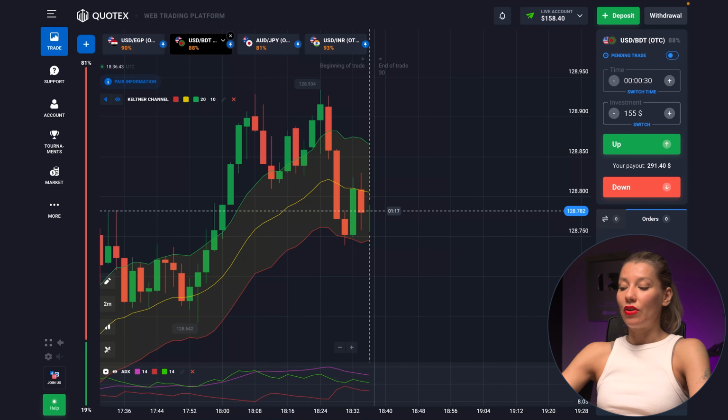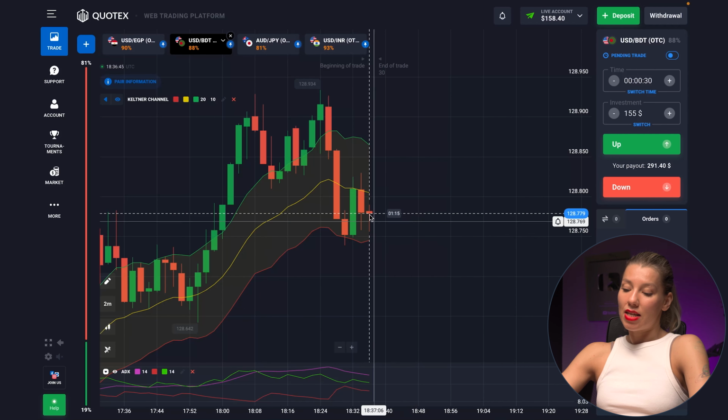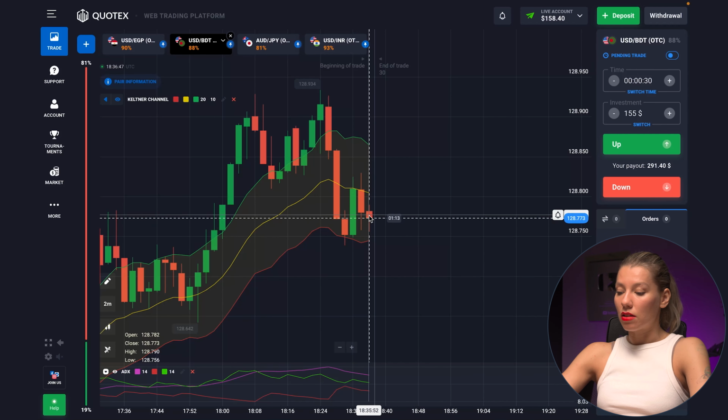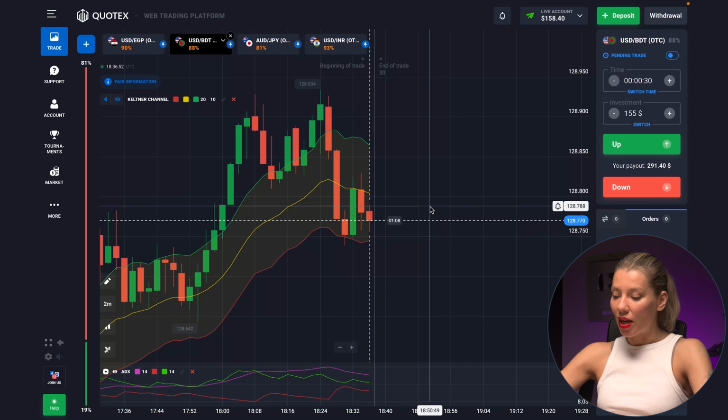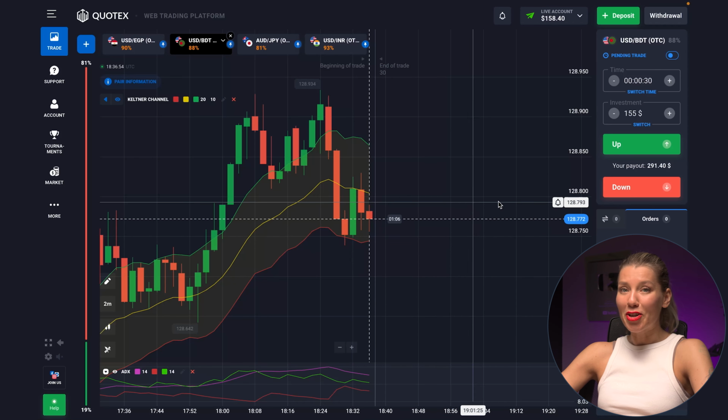I will leave one for myself, and then I see that the candlesticks are becoming a little bit shorter. I'm going to go here with the reds. Let's go, friends.